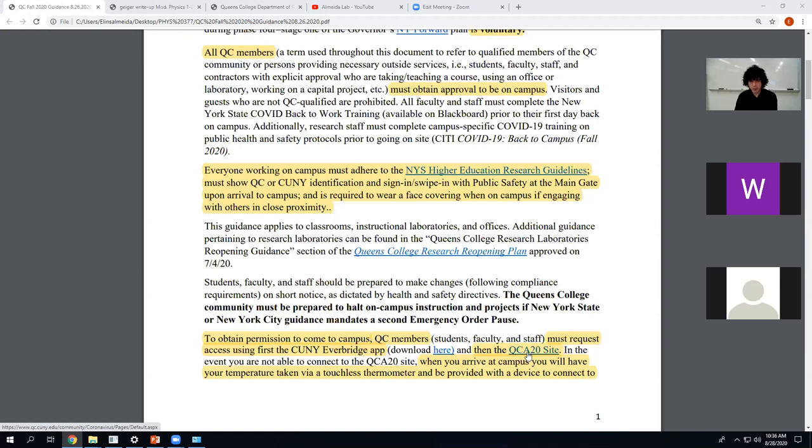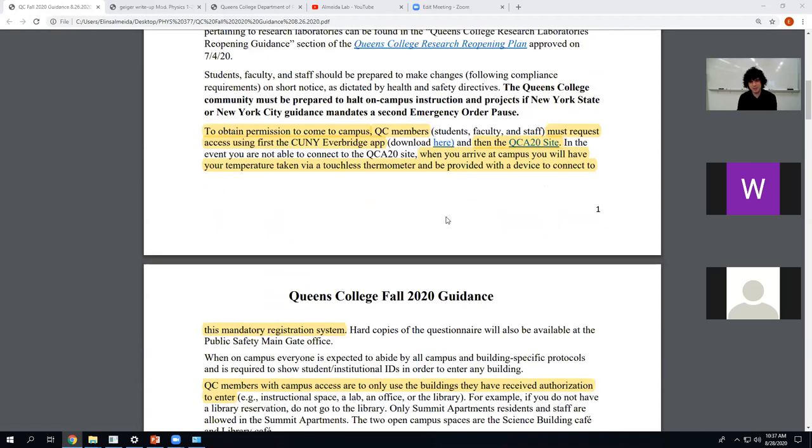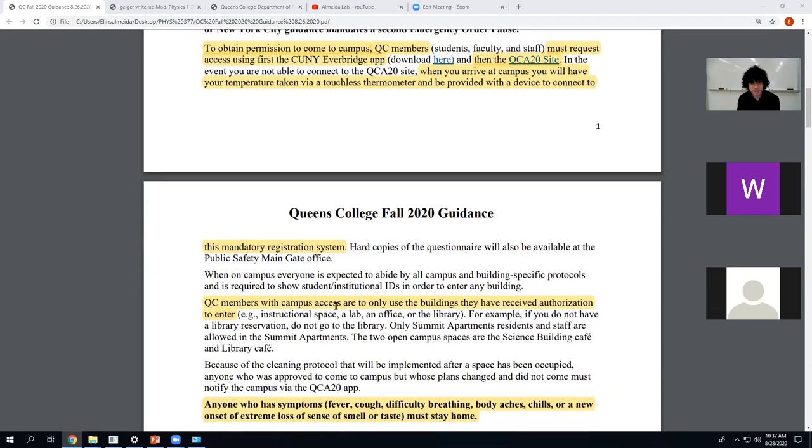So right now we are filling out the forms at the entrance of the campus. Since this website is not ready, I expect that you may experience some delays coming into campus. So I recommend that you come earlier than the class start, so that the lines will not make you late to this class. When you arrive on campus, you have your temperature taken via a touchless thermometer, and you will be provided with a device to connect to this mandatory registration system if you don't have a smartphone. They will not be recording this temperature, they will just be measuring. QC members with campus access are to only use the buildings they have received authorization to enter. That means you can only come to the science building.